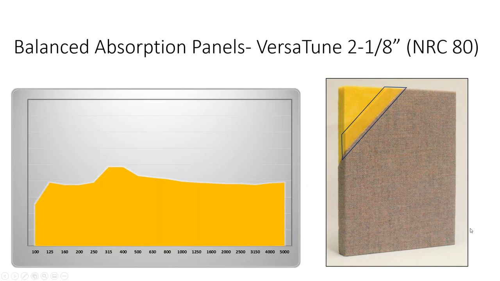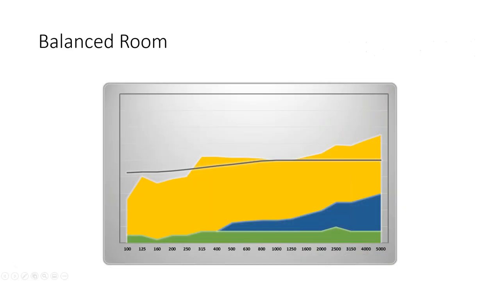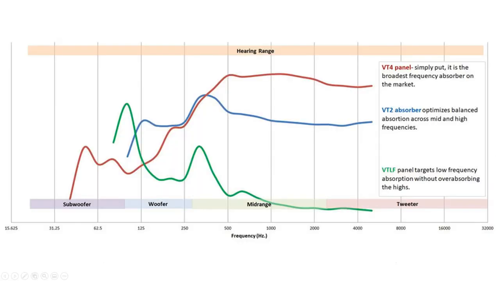So when we take this particular absorptive panel and put it back into our scenario, you can see it's much more balanced. Now, is it perfect? No, we still have a little bit too much here, and we do have not quite enough down here. And that's why treating a home theater really requires a mix of different products.